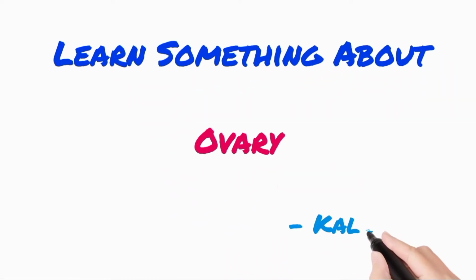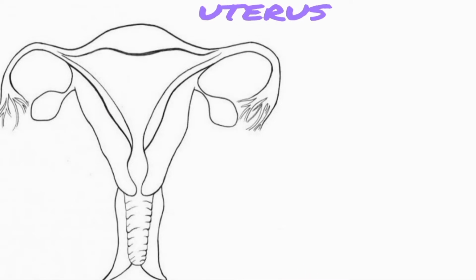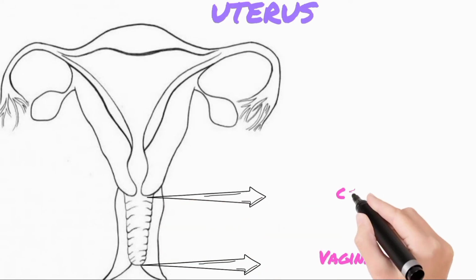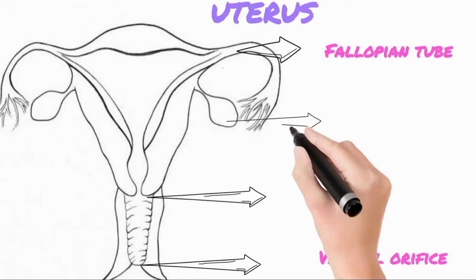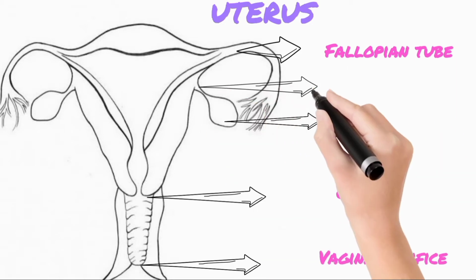Today we are going to learn about the ovary. The ovary is an almond-shaped female reproductive organ. It is about 2.5 cm long and 1.25 cm wide. It lies on the ovarian fossa at the lateral pelvic wall. Each ovary is attached to the uterus by a broad ligament, the mesovarium.